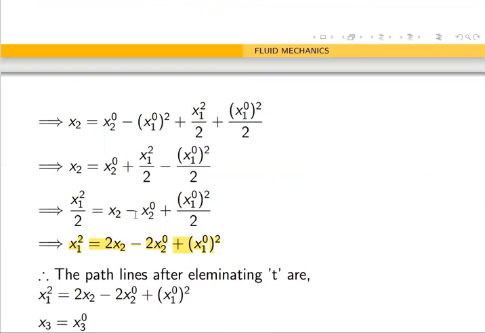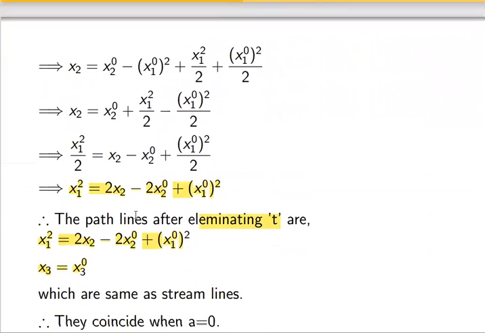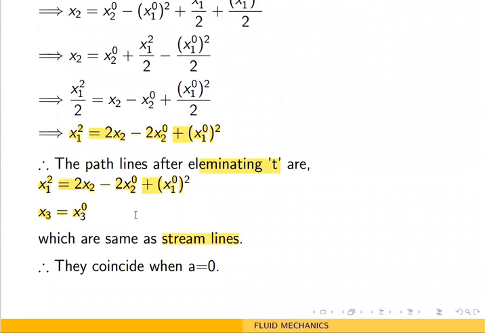When you simplify that equation, we get this. So the path lines after eliminating T are nothing but these two. They are nothing but the same as streamlines. We observe that the path lines, after elimination of T, are nothing but the same as streamlines. So they coincide when the constant A is 0. That is the observation we made.